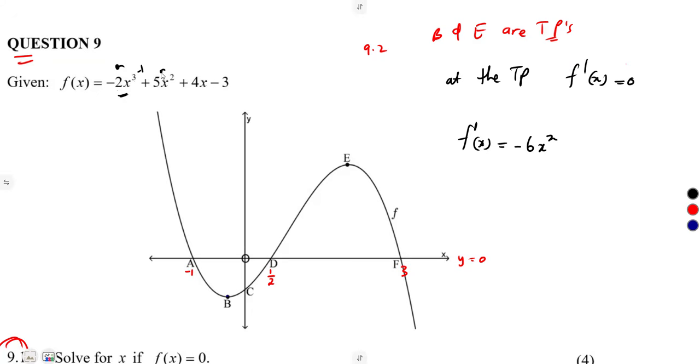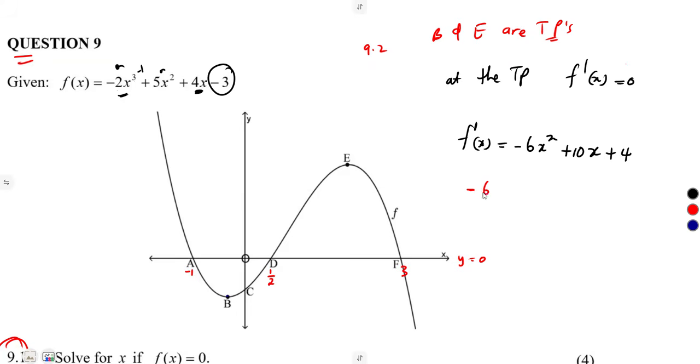All right, drop the power on this one. 2 times 5, that's 10, so it's going to be 10x. Subtract 1, and 4x is linear, so that's going to be plus 4. Minus 3 is a constant, so that's a 0. So this is your first derivative, the one that we are saying must be equal to 0.